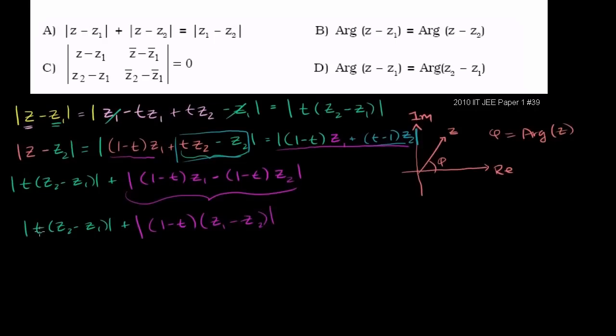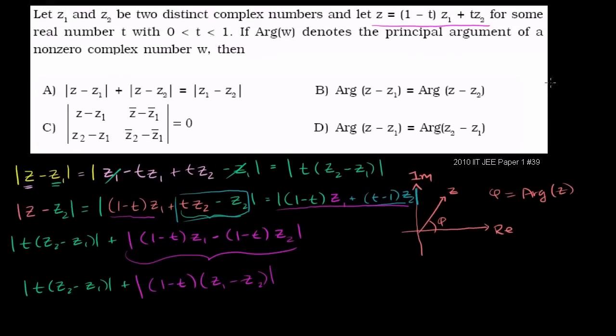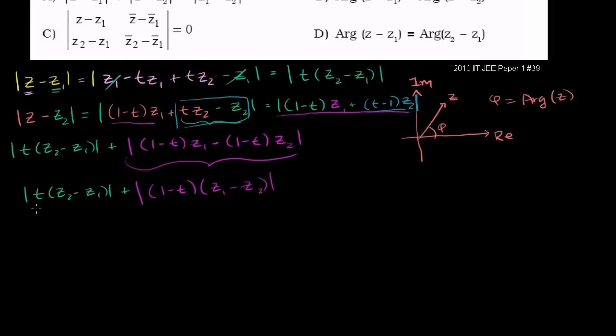t is just a scalar, and t is between 0 and 1. They told us that over here. t is between 0 and 1. So this is positive. This right here is a positive value. And then this right here is also going to be a positive value. t is greater than 0, and it is less than 1. So this is also going to be a positive value. And these are just scalars.